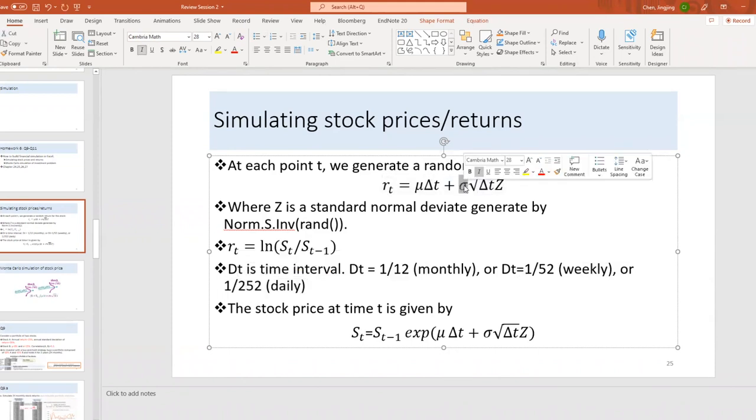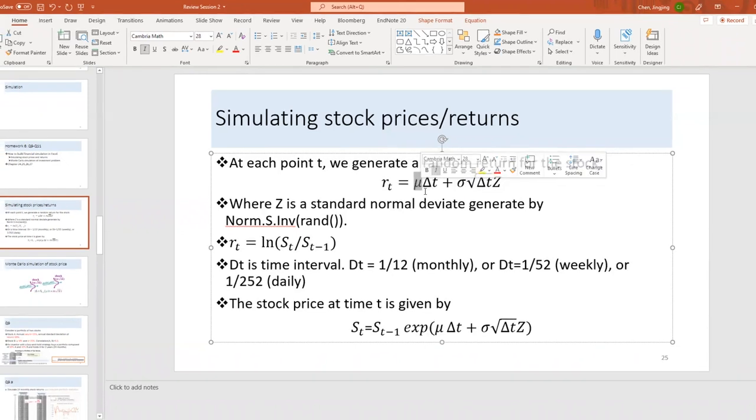And sigma here is the volatility of the stock returns. Here, mu is the average return for the stocks. And Z will be the standard normal deviate, which is generated by this Excel function. It's going to be some random numbers that follow a normal distribution. And the randomness of the return is all coming from this Z.